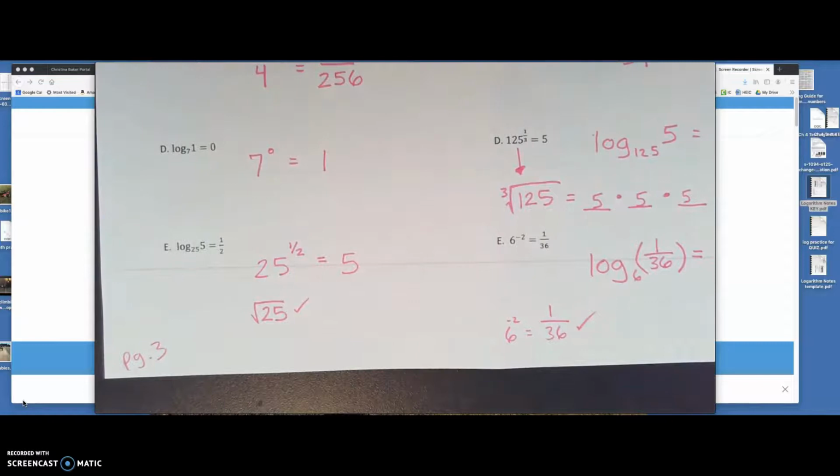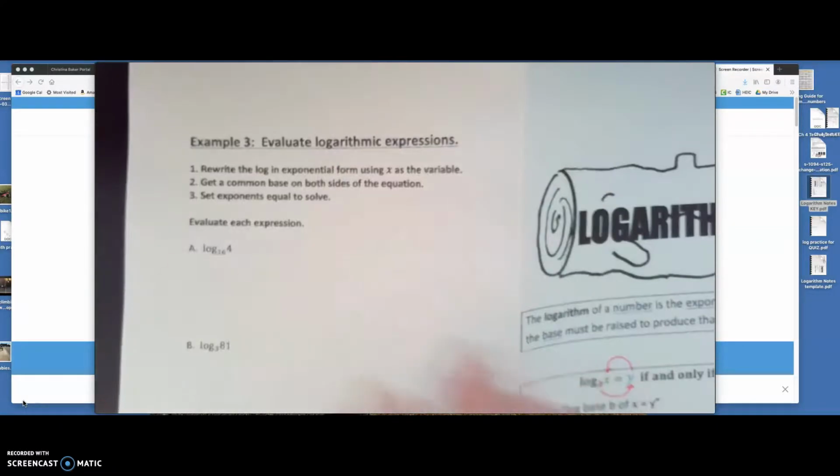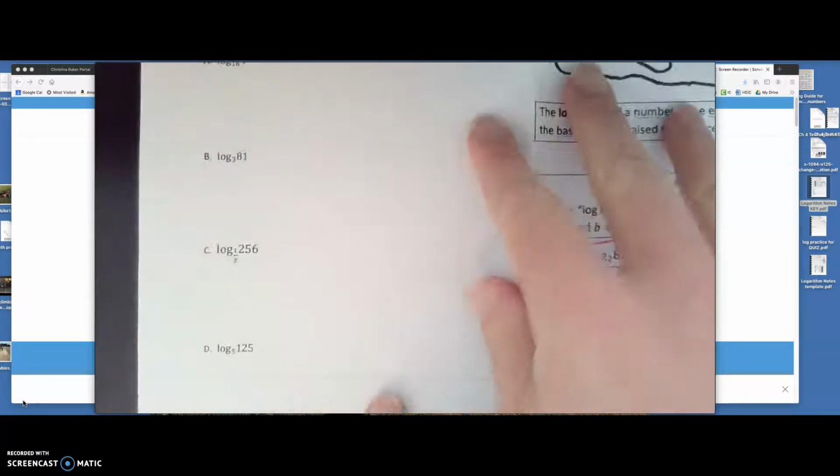Okay, so that was our page 3. Let's see what should be our page 4. I'm going to save the graphing toward the end. So let's do example 3, which I think was on the very first page. So find the one that says example 3 now, next to the logarithm.